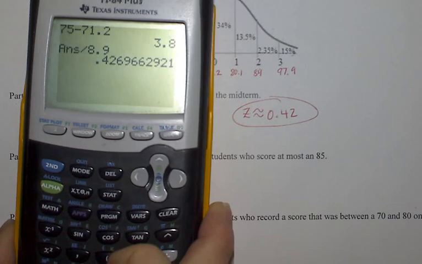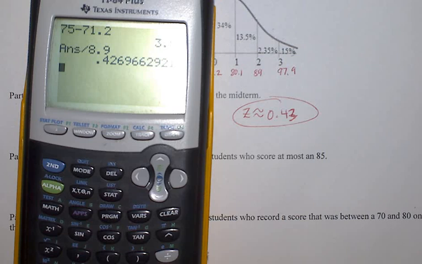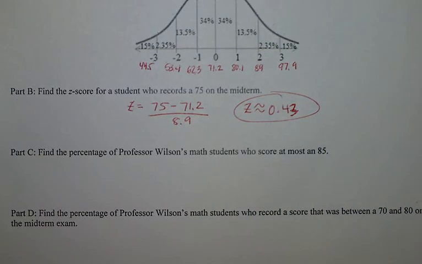0.43 is correct. Thank you for correcting that. Thank you, Jocelyn. Find the percentage of Professor Wilson's math students who scored at most 85. So this is the important part. So write "at most" down on your paper.